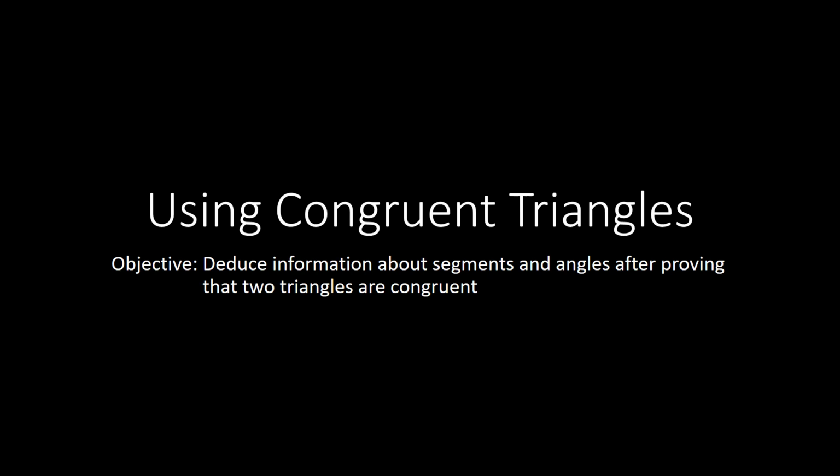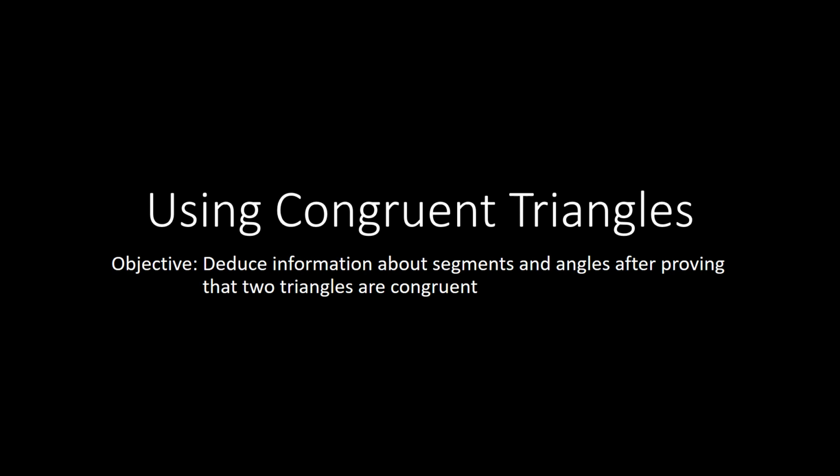In this lesson, you will learn to deduce information about segments and angles after proving that two triangles are congruent. So in the previous lesson, we learned how to prove triangles are congruent using various methods, such as the side-side-side postulate, angle-side-angle, angle-angle-side, and side-angle-side. Now in this lesson, we're going to use those postulates and theorems to then prove that we have congruent angles and segments, which can then be used to prove other things.